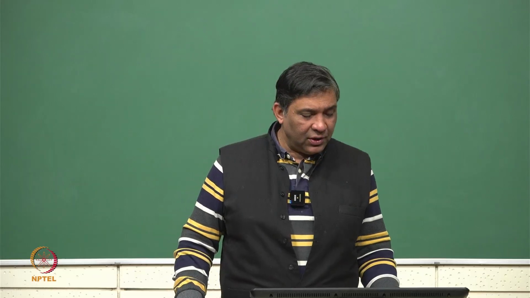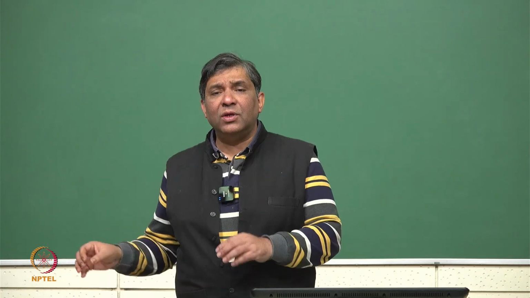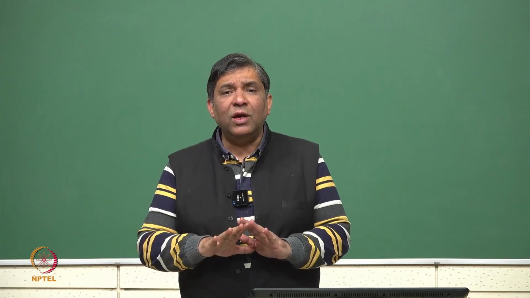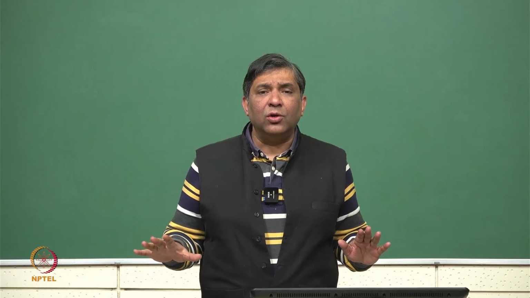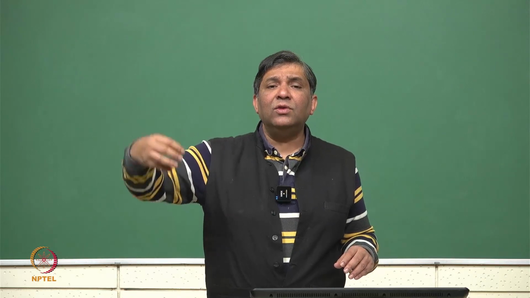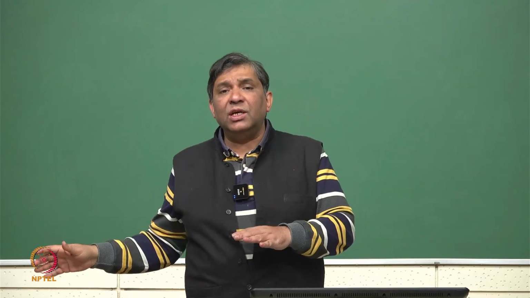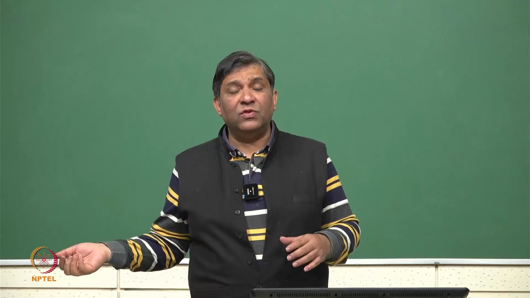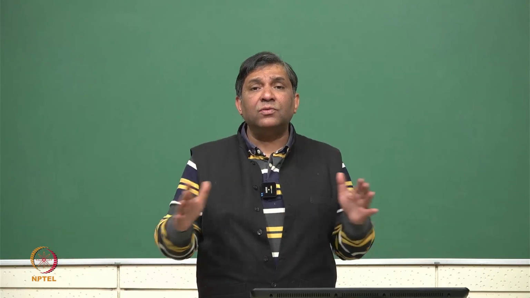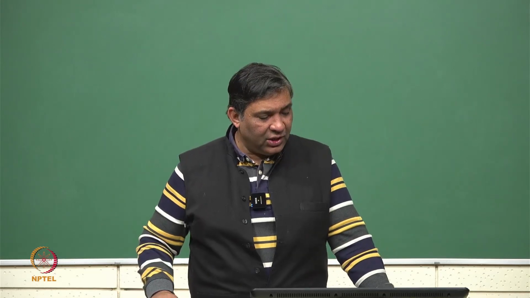What is the range of solar spectrum that can be absorbed in CIGS as an active medium? So, I told you, in CIGS it is copper, indium, gallium, selenium. It depends very crucially on the stoichiometry or the composition, and one can very critically vary this composition from one particular case, let's say CIS, where gallium is 0, to CGS, where indium is 0, and one can tune a wavelength of 300 nanometer to almost 1300 nanometer in one particular CIGS.